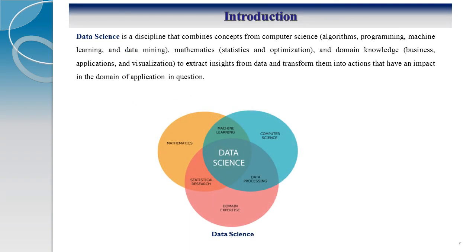Introduction. Data science is a discipline that combines concepts from computer science, such as algorithms, programming, machine learning, and data mining; mathematics, such as statistics and optimization; and domain knowledge, such as business application and visualization. It extracts insight from data and transforms them into action that has an impact in the domain of application in question.